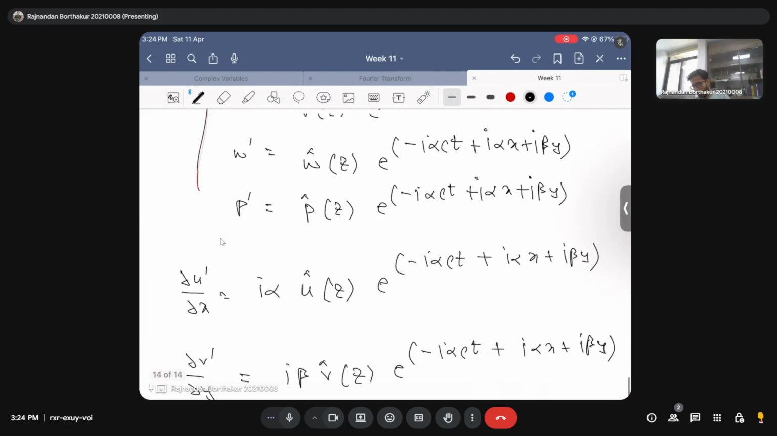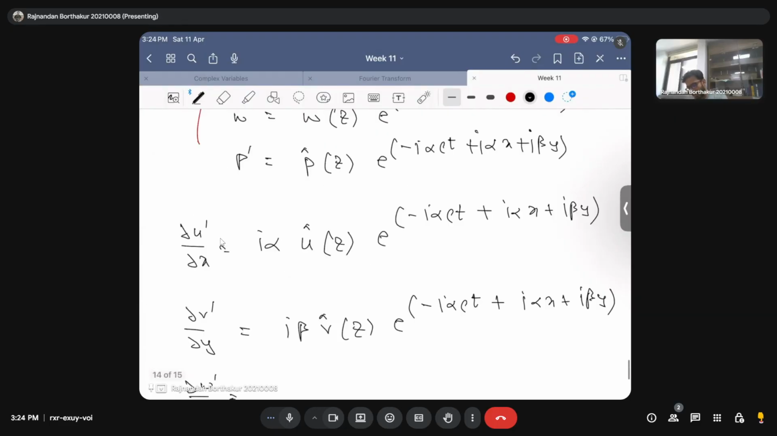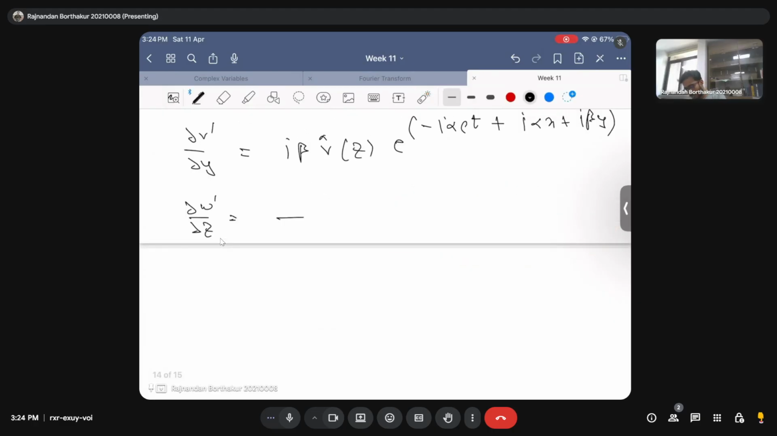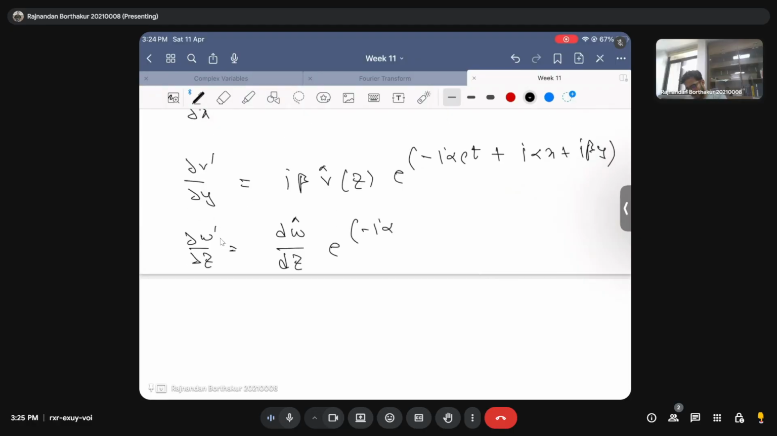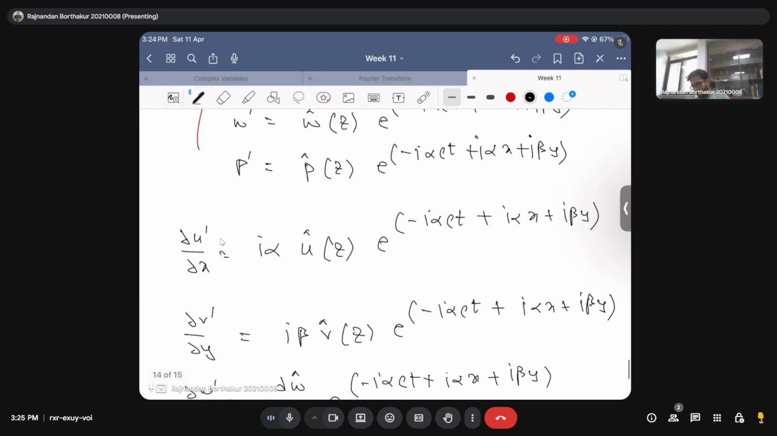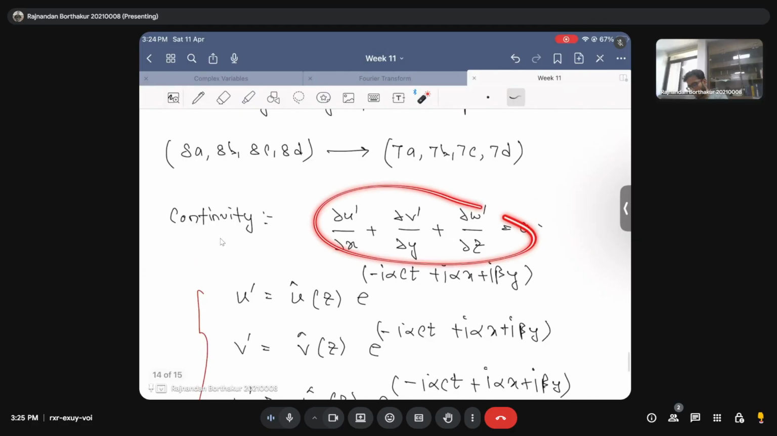Okay, and similarly, del w prime by del z would just become, see, this term is not a function of z, which means that this would just become d of w hat by dz times e power minus i alpha ct plus i alpha x plus i beta y. Okay, and then if you just substitute these terms into this equation, which is the continuity equation, it will look something like this.